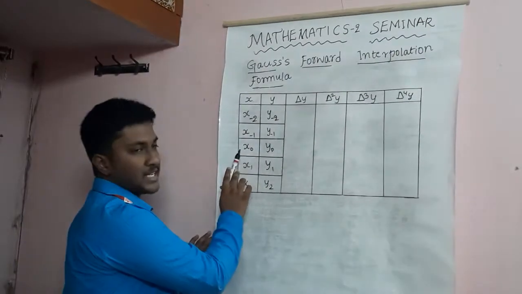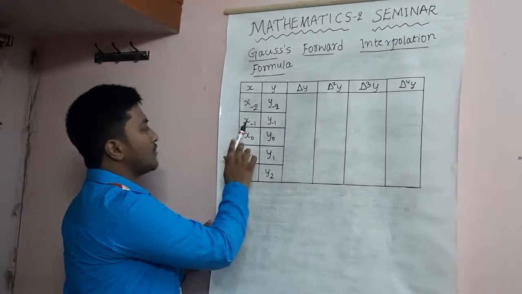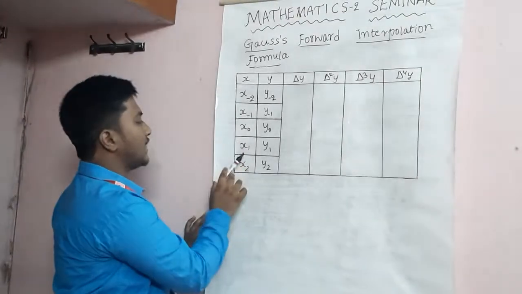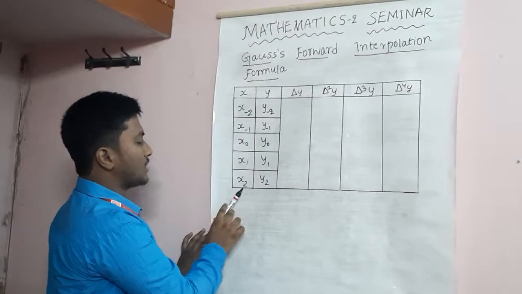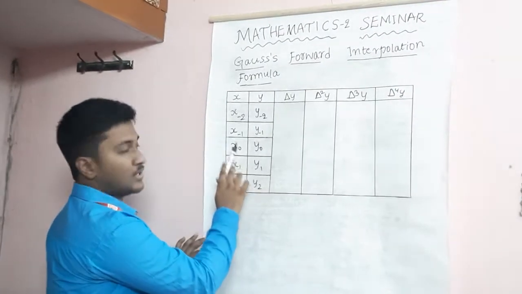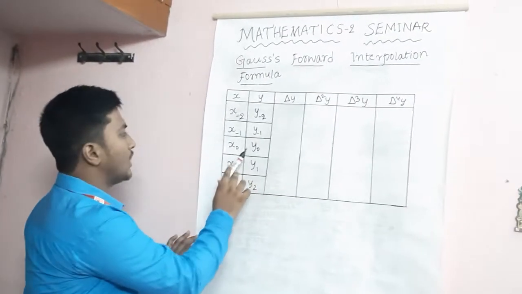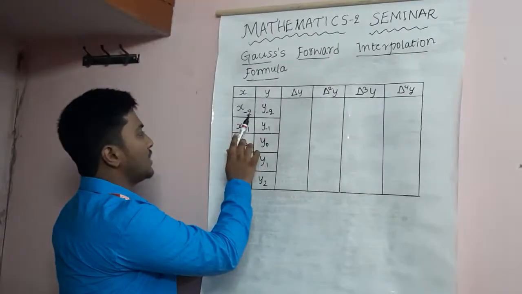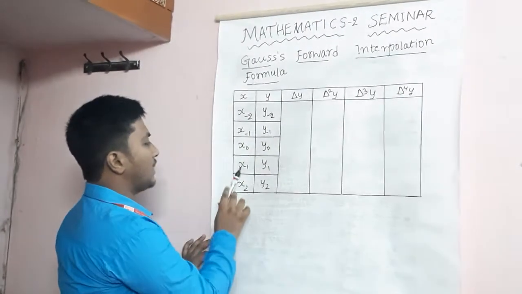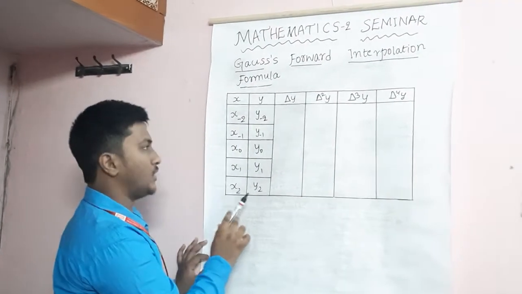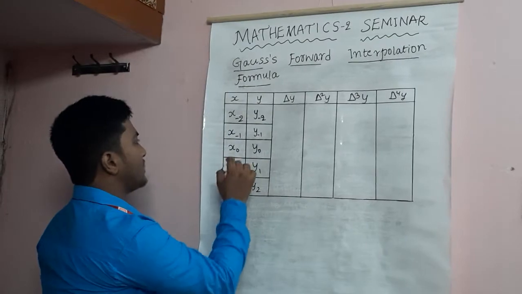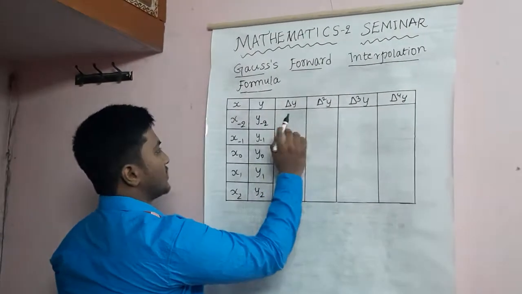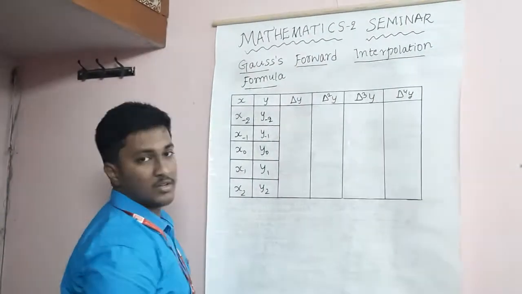Suppose we take this one as x0, and the previous one will become x suffix minus 1, the previous one x suffix minus 2, the next one x suffix 1, and the next one x suffix 2. If this is x0, the corresponding value will become y0, and similarly for x suffix minus 1 it is y suffix minus 1, for x suffix minus 2 it is y suffix minus 2, for x1 it is y1, and for x2 it is y2. So these are the entries x1, x2 and y1, y2. Then come the differences: first, second, third and fourth.